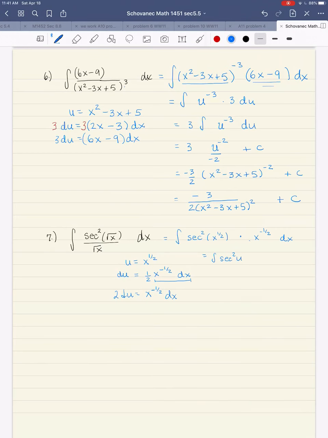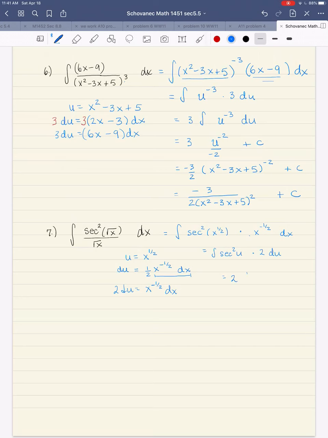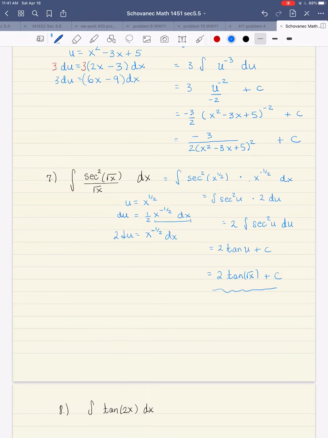So now substitute in our integral, and we get the integral of the secant squared of u. x to the negative 1/2 dx is 2 times du. We can pull the 2 out front, and then integrate secant squared of u. Do you remember that one? The function that has as its derivative a secant squared is a tangent. So the integral of secant squared of u is the tangent of u plus c. Again, u was the square root of x. And there's our antiderivative.